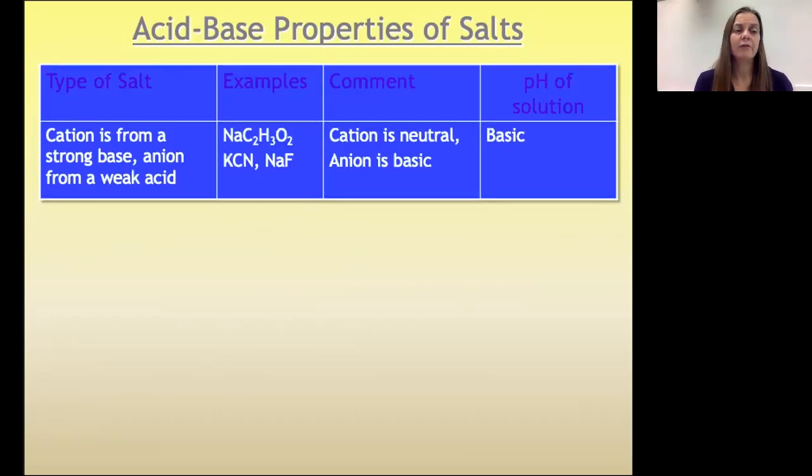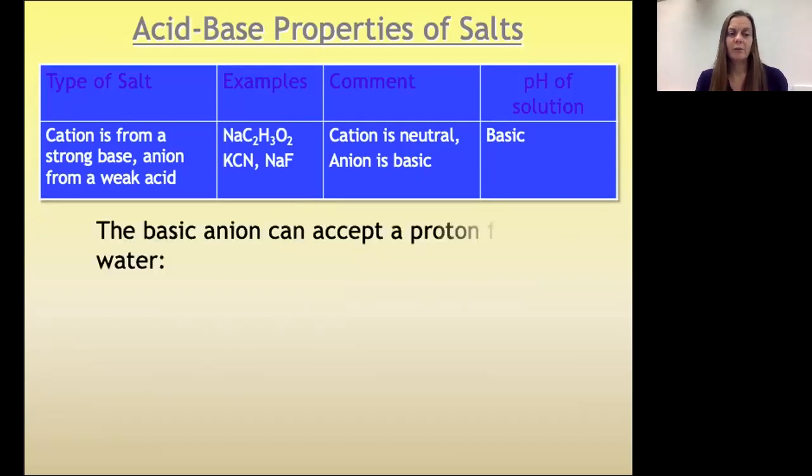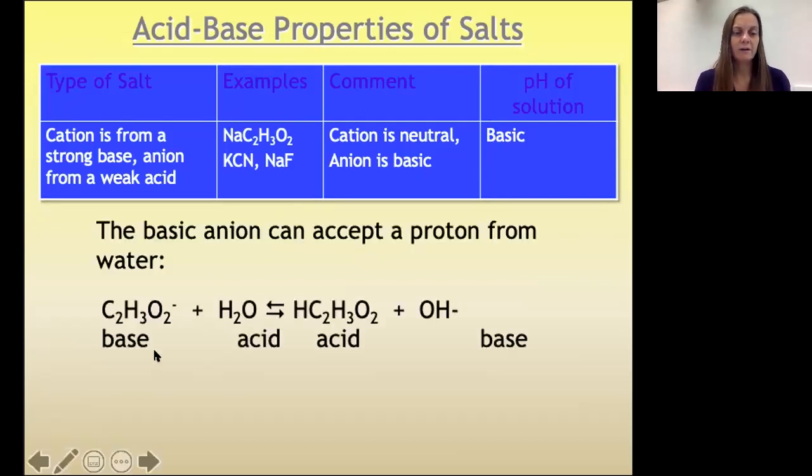On the other hand, if we have a cation from a strong base, so again, sodium, potassium, lithium, magnesium, but the anion is from a weak acid, so something like acetate or cyanide or fluoride, that anion from the weak acid is going to behave like a base, and it's going to take a proton from water, and we're going to have the weak acid and the hydroxide ion. And so our cation in this case is neutral, but our anion, that conjugate base of a weak acid, is going to behave like a base, and so we're going to have a basic solution.